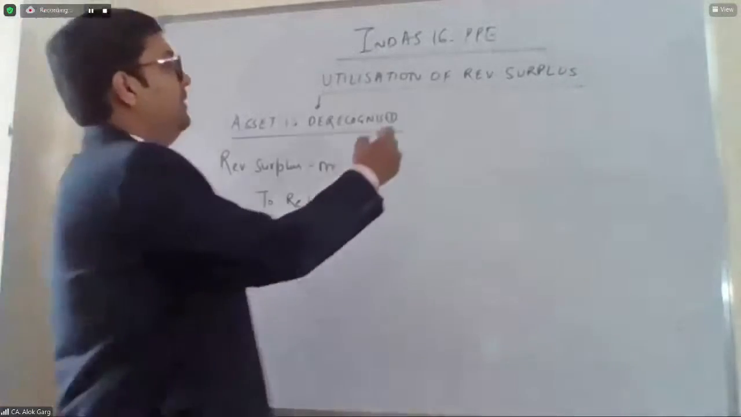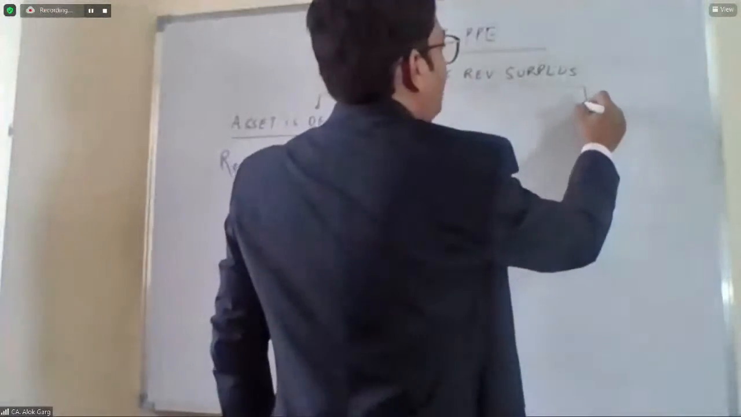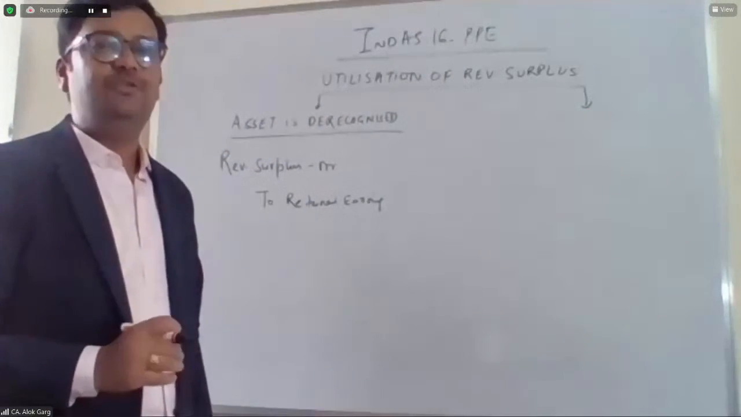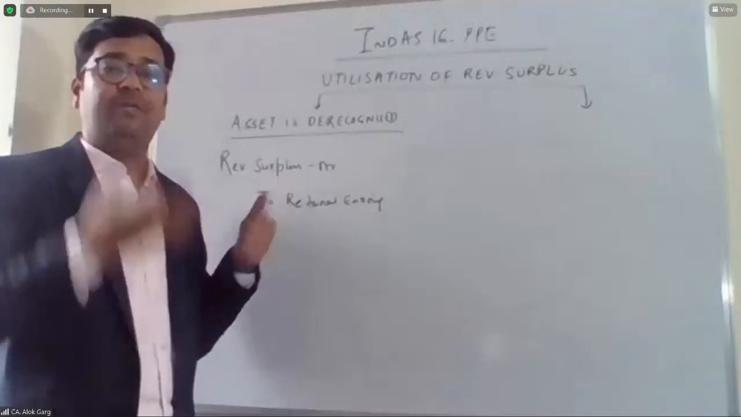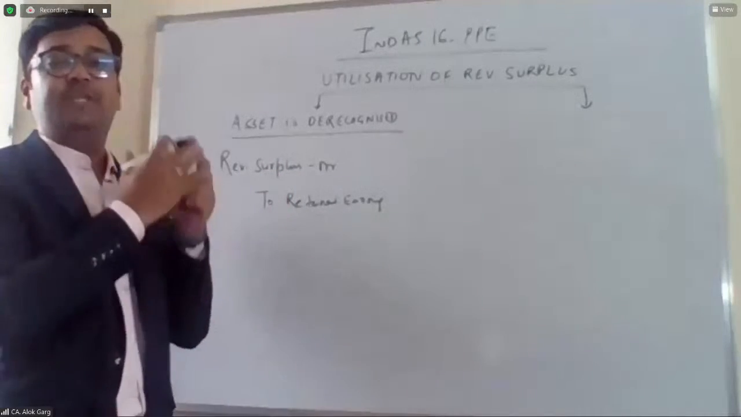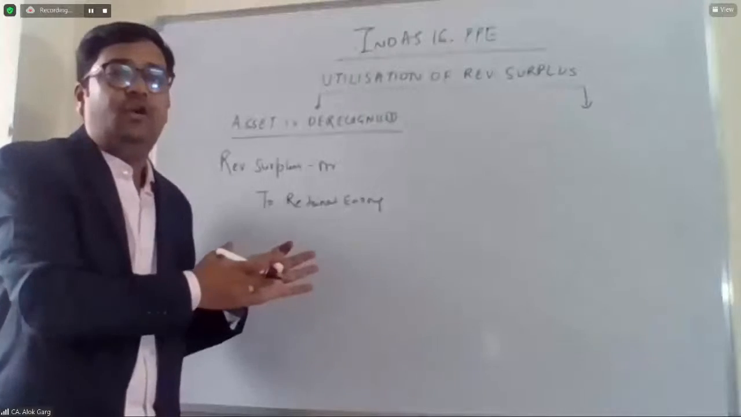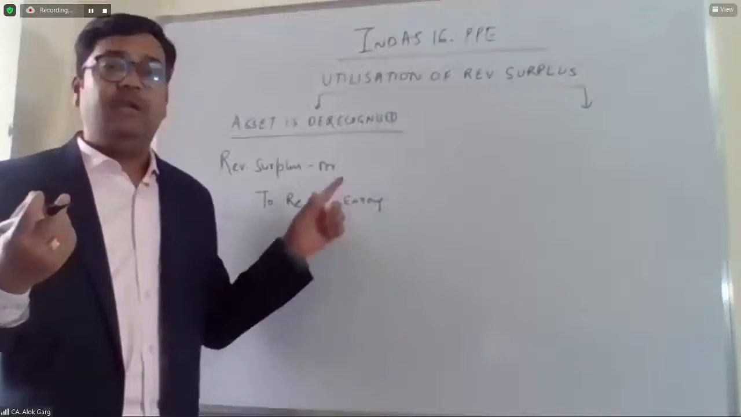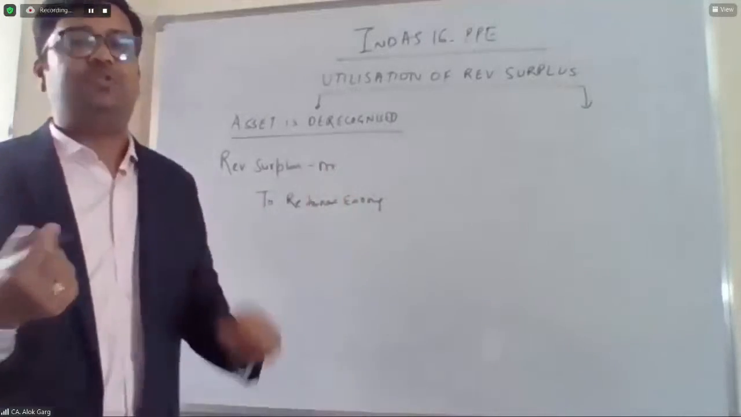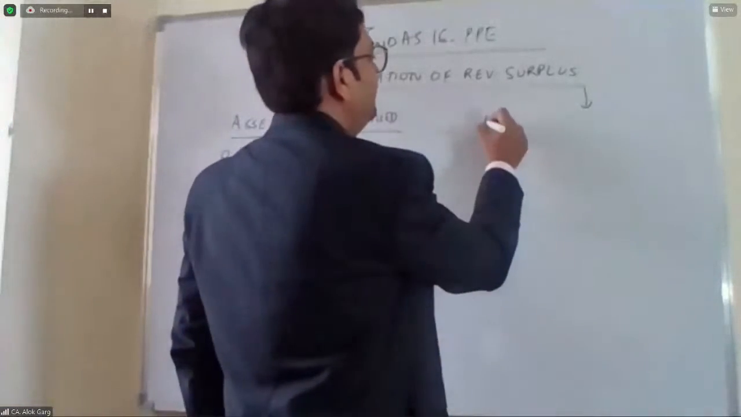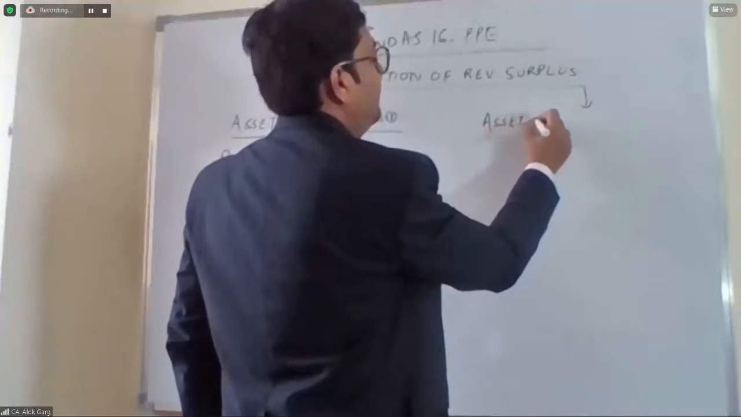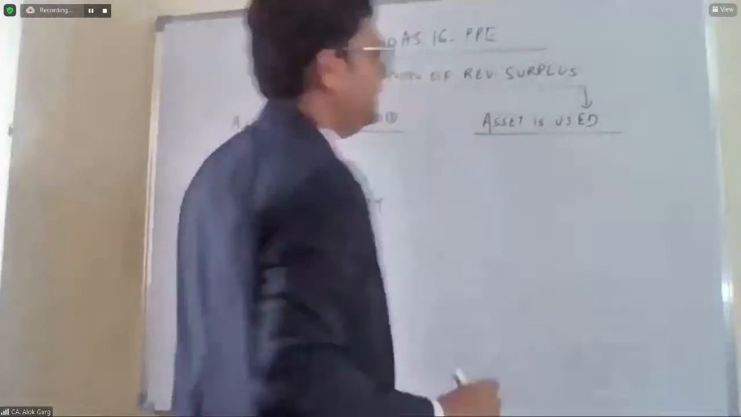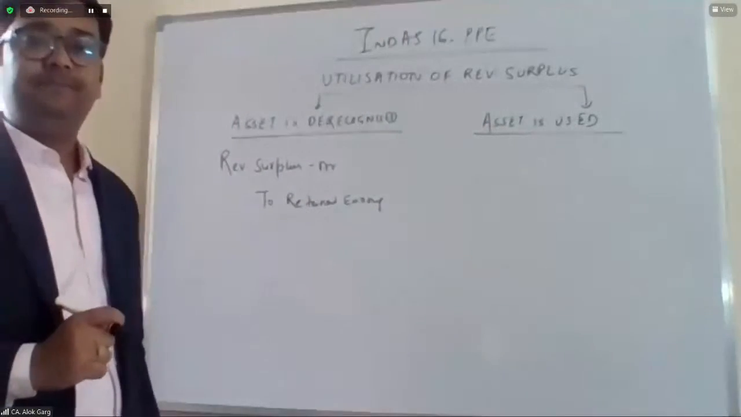Great. Now, the second concept is when the asset is getting used. First I was talking about the end of the life of the asset, the end of the journey of the asset, when the asset could be sold to another person. Now I'm talking about if the asset is getting used. So the asset is used, then what will happen?